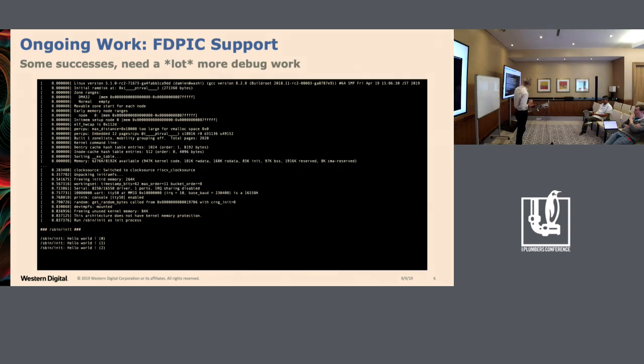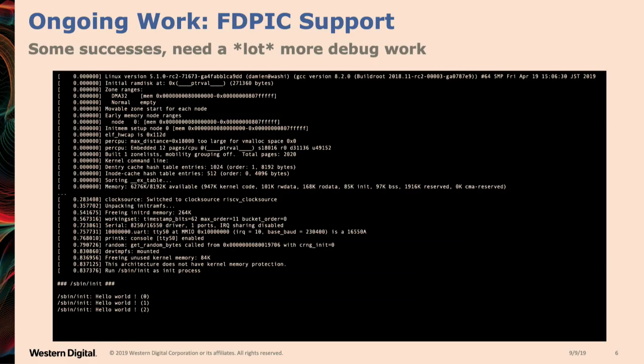So, screenshot, that's the early work I did starting debugging FDPIC. All I could get to work is a simple hello world program as the init. No LDSO. I haven't touched this thing in 5 months, so I can't remember exactly what I did. I can't actually right now replicate this.